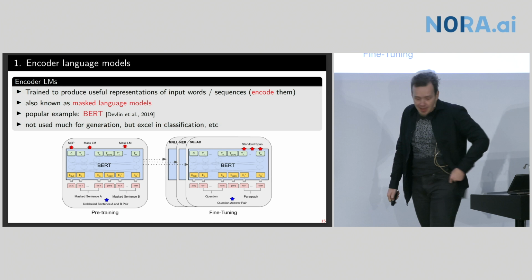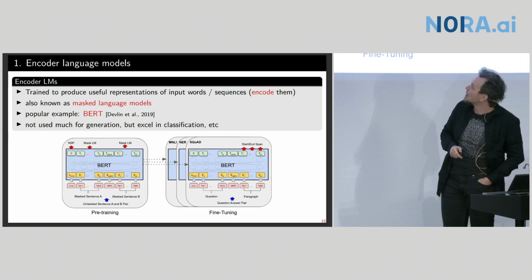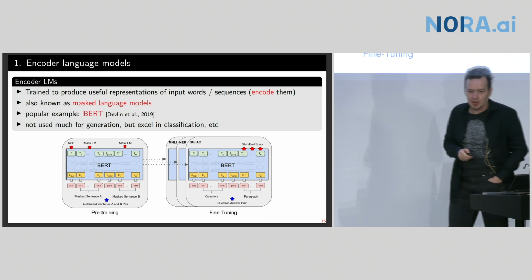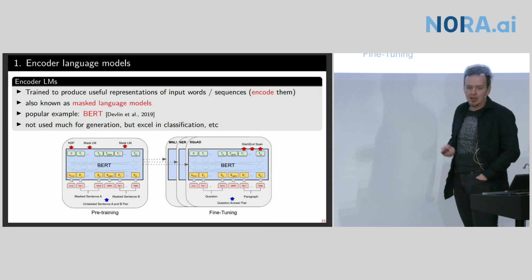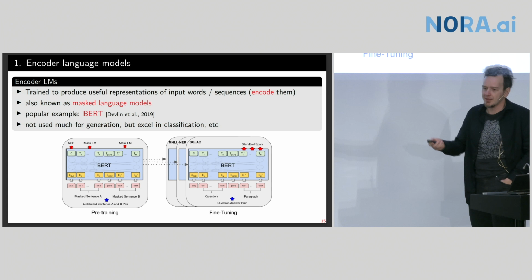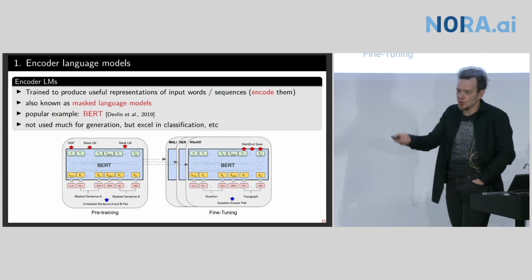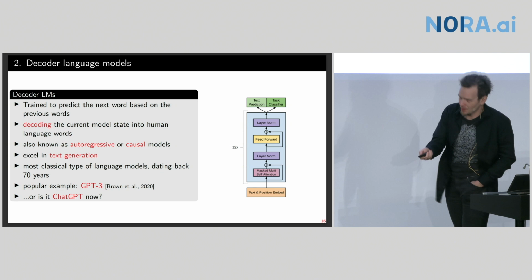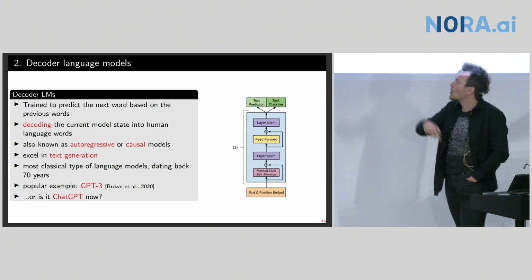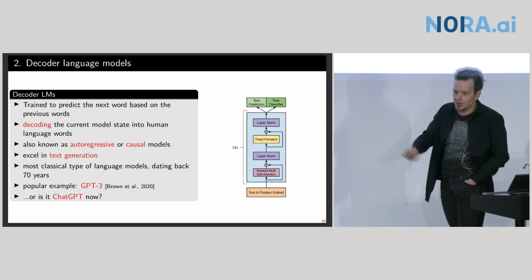And yeah, so the three types of language models are so-called encoder language models, like BERT, where we train a model to produce representations of input words or sequences. We do not use them for generation, but these models really excel in classification, for example, in sentiment analysis, in telling you whether the movie review is positive or negative, etc. Then we have decoder language models like ChatGPT, which are trained to predict the next word based on the previous words, essentially to decode the current model state in human-readable words. They're also known as autoregressive language models or causal language models. And they excel, of course, in text generation.